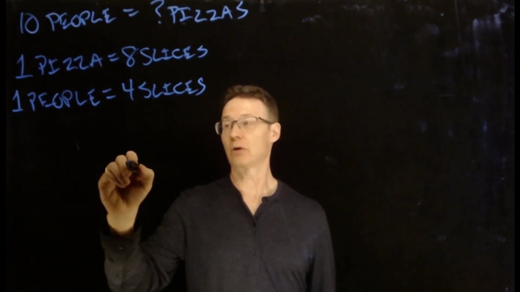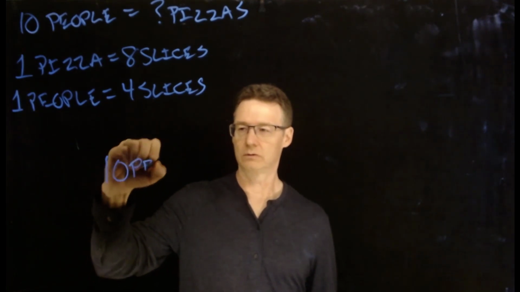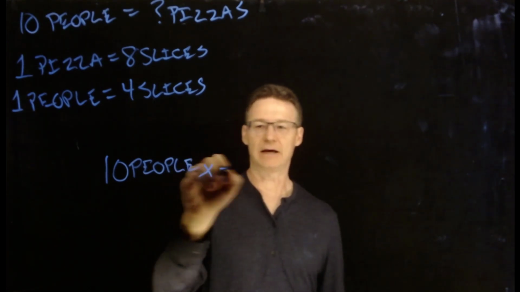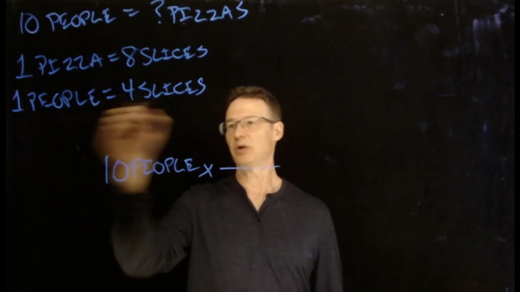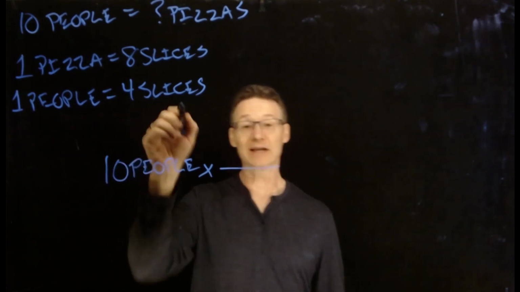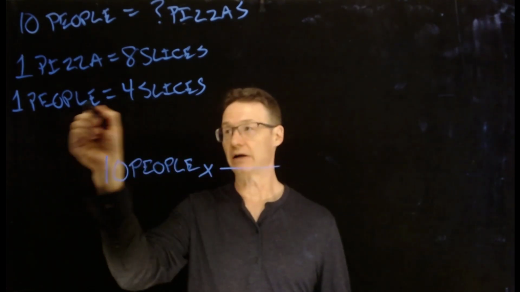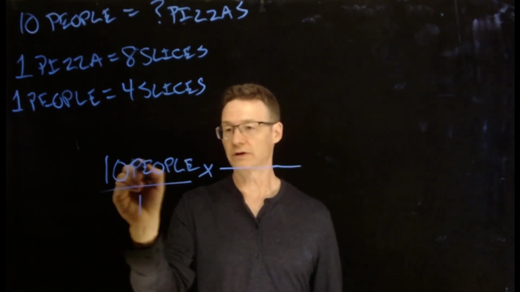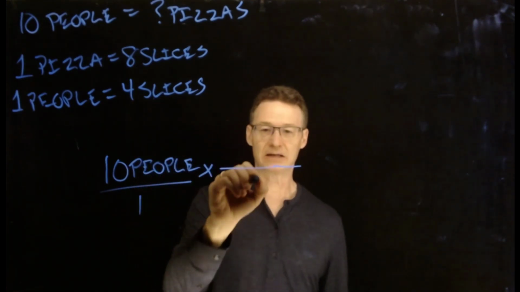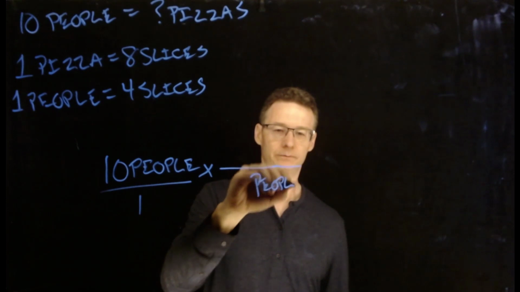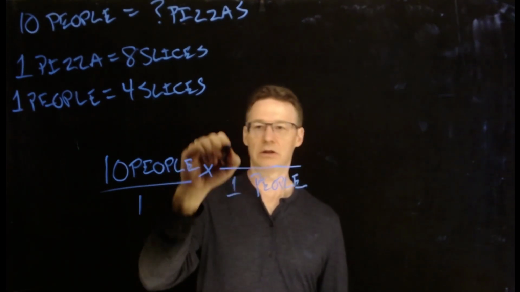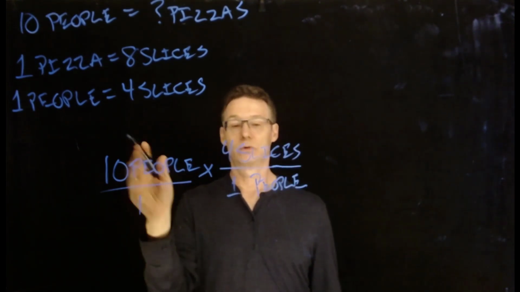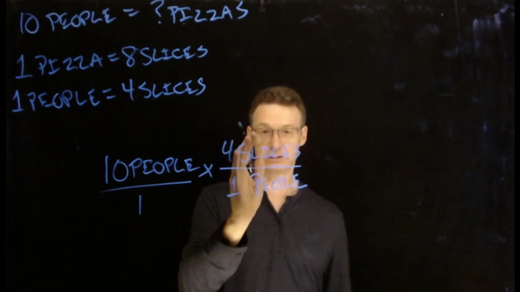So again, we're going to start with what we were given. We were given 10 people, and we're going to multiply that. Well, we have an equality that has people in it. I'm going to turn that into a conversion factor, a ratio with equal values on the top and bottom. Which one goes on the top and which one goes on the bottom? Remember, the one that you start with, we want to cancel that unit out, so I have to put that unit on the bottom. So 1 people is 4 slices. Okay, so in this step, what I did is I converted people to slices.